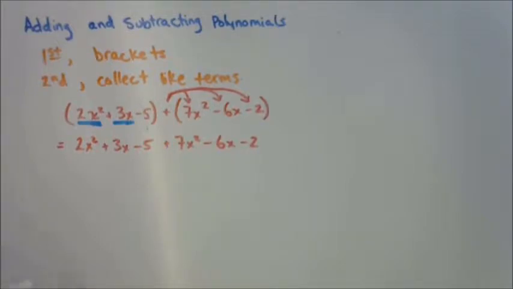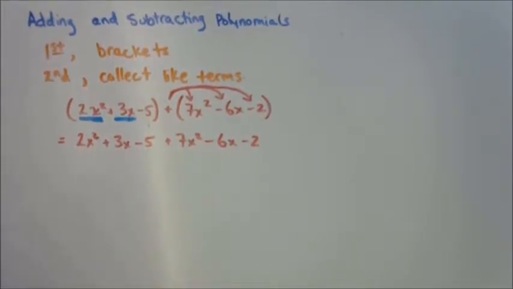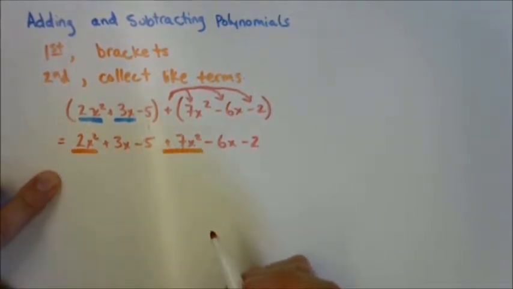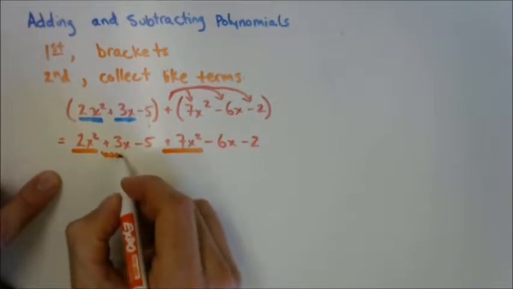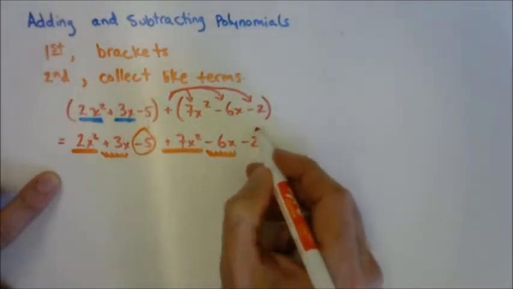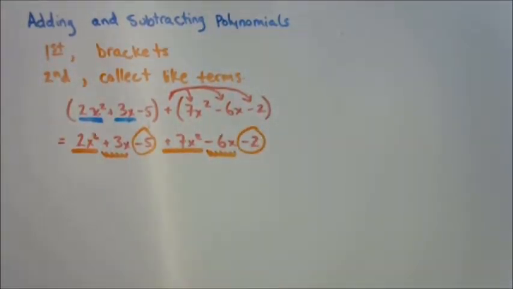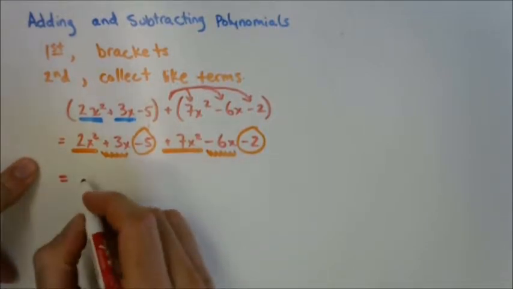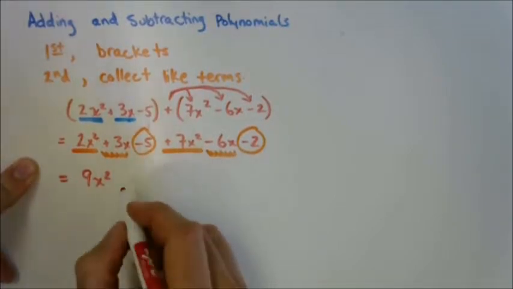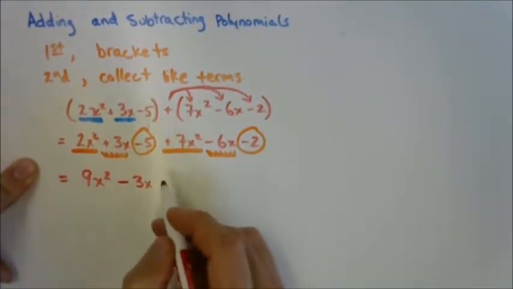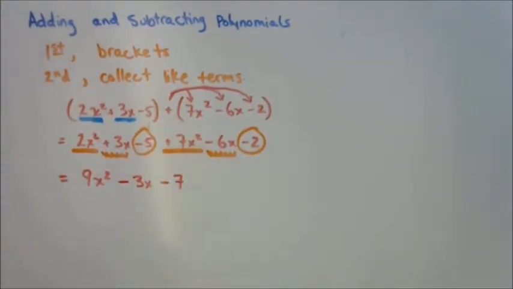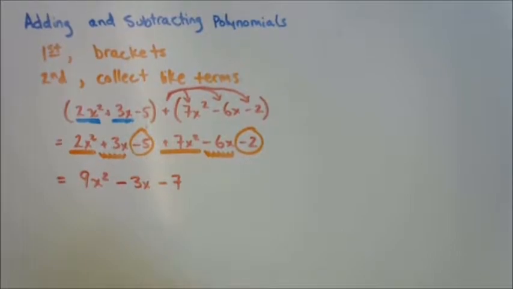But now that we've taken care of the brackets, we can collect like terms. So I notice I have an x squared term here and an x squared term here. I have an x term here and an x term here. And I have a constant here and a constant here. So when I group those together, I have 2x squared plus 7x squared. That's 9x squared. Then I have 3x minus 6x. That's negative 3x. And negative 5 minus 2 is negative 7. And that is a polynomial simplified.